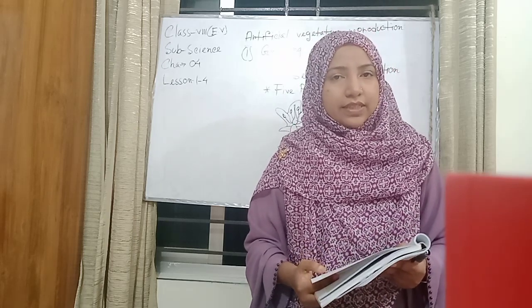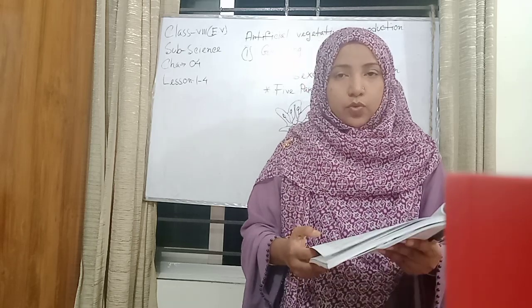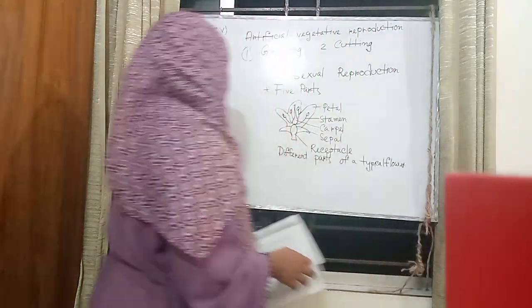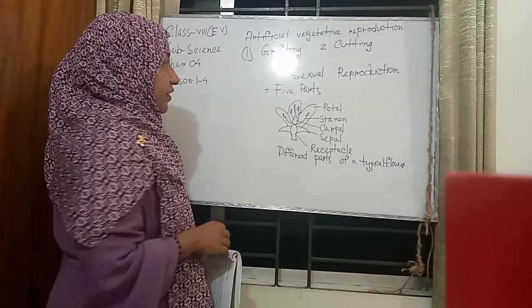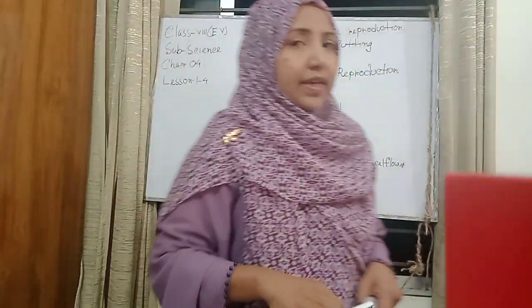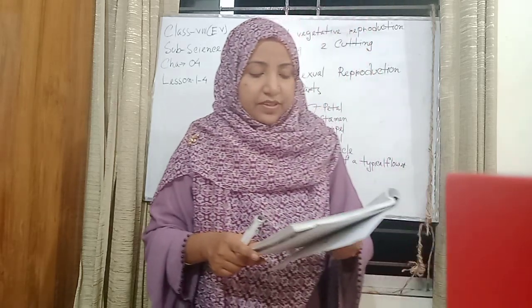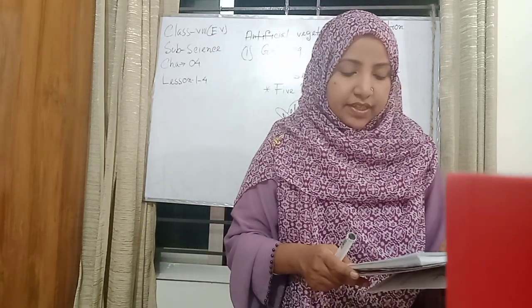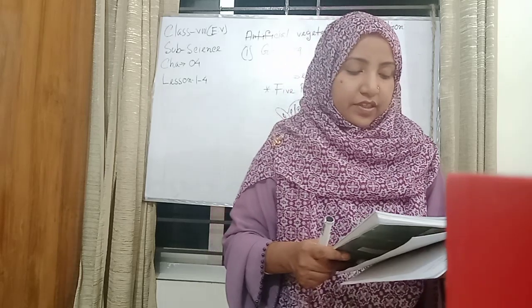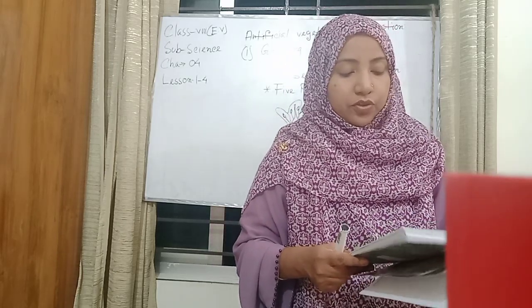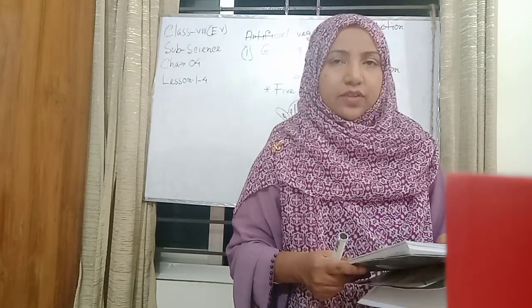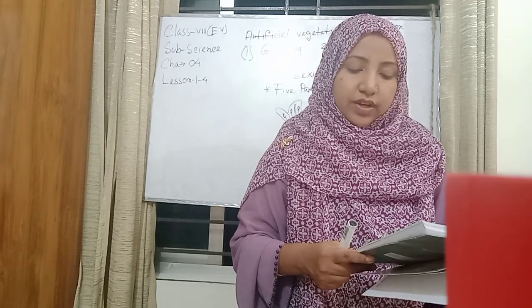Here is the artificial vegetative reproduction. I also write first the grafting and second the cutting. Now, in artificial vegetative reproduction, you have seen the grafting of good varieties of mango, orange, lemon, guava, etc. Can you say why we do grafting?